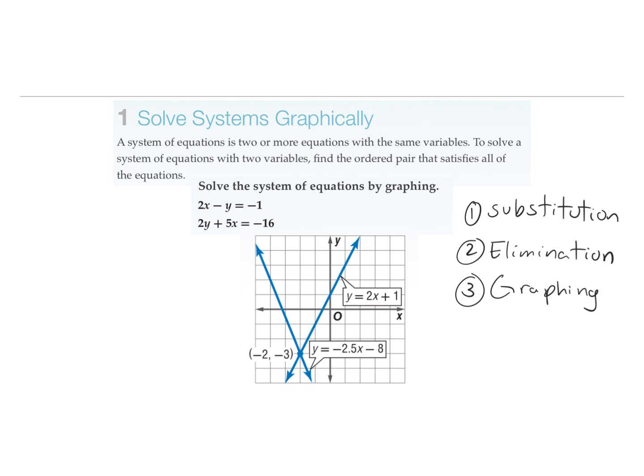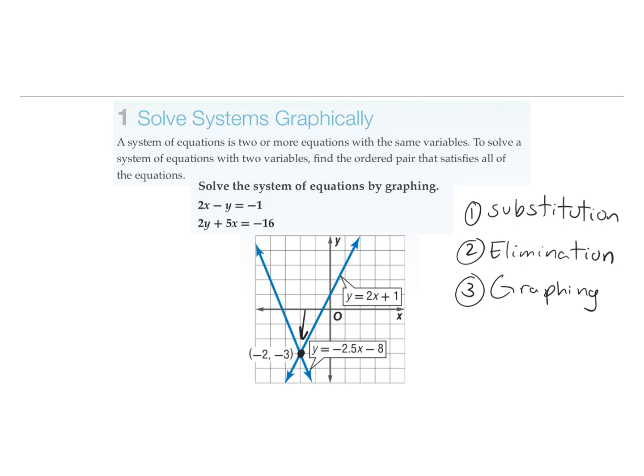Now, what is the solution when you graph an equation? The lines intersect at a singular point. That point of intersection is the solution of the equation. You guys remember how to do substitution? You can go ahead and check if your graph is correct by solving by substitution. If you remember how to do elimination, you can check if your graph is correct by doing elimination.